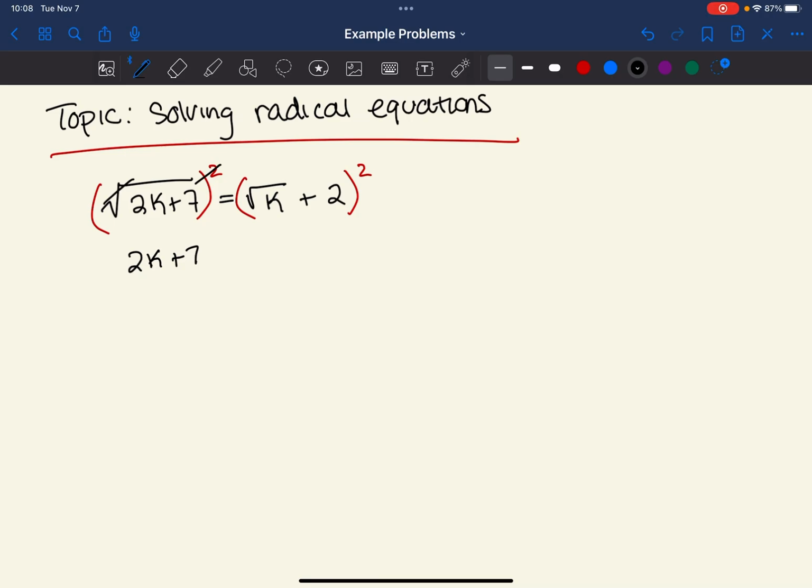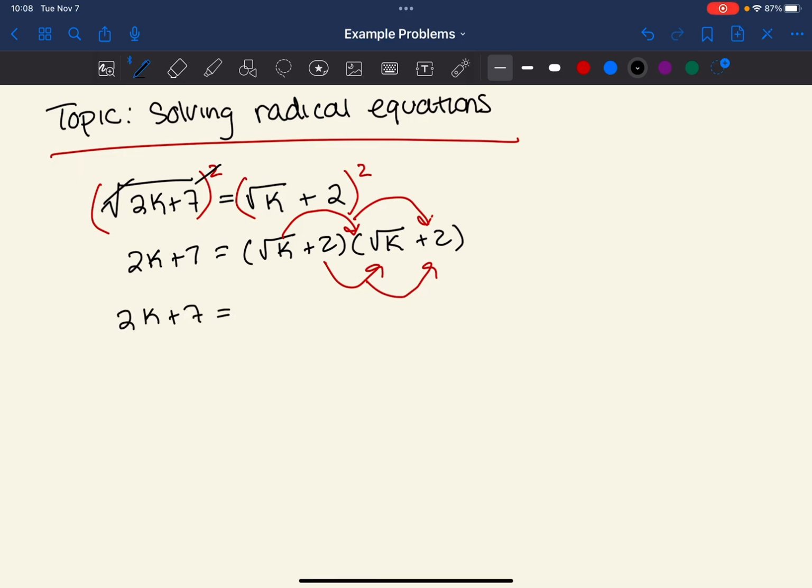However, on the right side, we can't just square each individual term here. That square root of k plus 2 squared is telling us that we're going to have to write that parenthesis square root of k plus 2 times the square root of k plus 2. When you see those parentheses together like that, your first thought should be to use the FOIL method. So that's what we're going to do. Okay. Rewriting my left side.